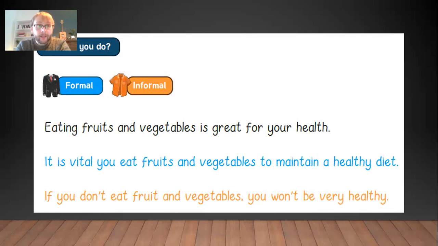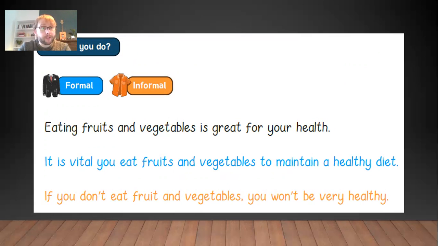Okay, so I think the most formal is the second one: it is vital you eat fruits and vegetables to maintain a healthy diet. I think the middle formality would be the first one: eating fruits and vegetables is great for your health. And the third one is the most informal: if you don't eat fruit and vegetables, you won't be very healthy.